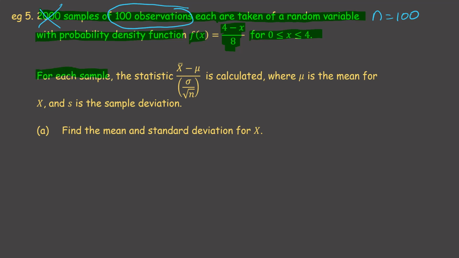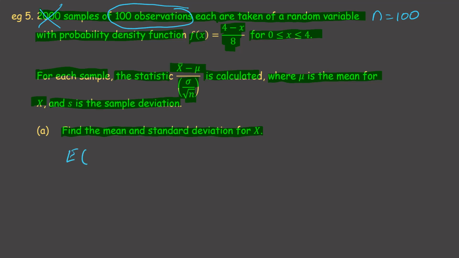For each sample, the statistic (x bar minus mu) over (sigma over root n) is calculated, where mu is the mean for x and s is the sample deviation. Find the mean and standard deviation for x. I'm going to do this one in full. Quite often you would just have the calculator to do these things, but let's just do a little bit of revision which will help with methods as well.